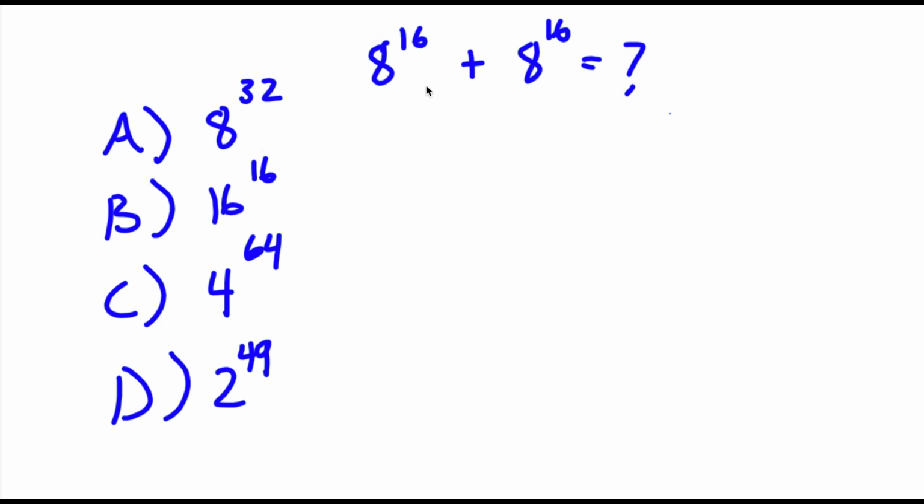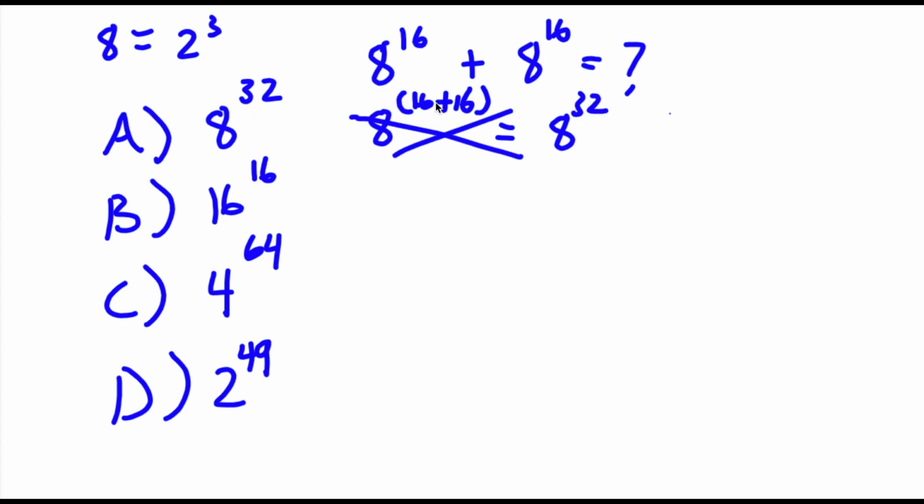So 8 here, this is equal to 2 to the power of 3, right? So let's try out A. A, what they did was they simply just kept the base the same and added the exponents. So they did 8 to the power of 16 plus 16. 16 plus 16 is 32, so they did 8 to the power of 32. And this is actually wrong. You can't just add exponents like that. So that is the wrong method.